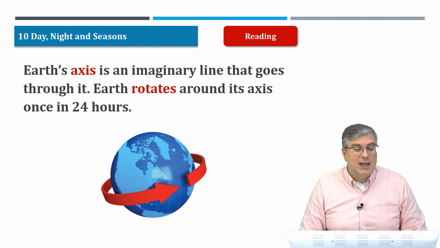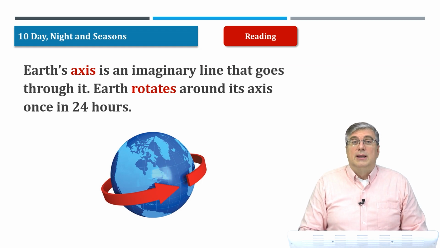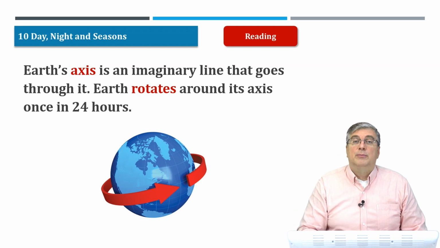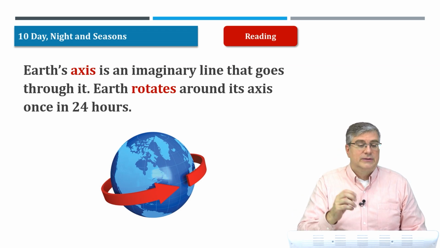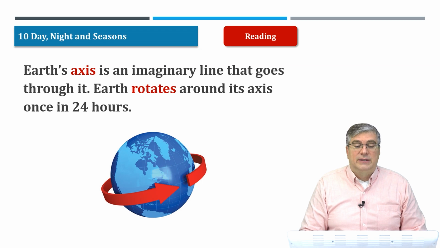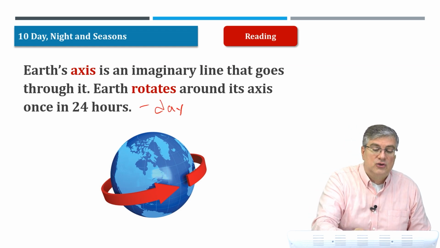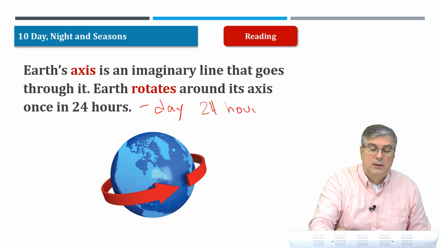Okay, let's do the reading together. And as usual, read along with me, maybe silently in your mind or out loud to practice pronunciation. Let's start. Earth's axis is an imaginary line that goes through it. Earth rotates around its axis once in 24 hours. And that's why a day is 24 hours long. Okay, good.